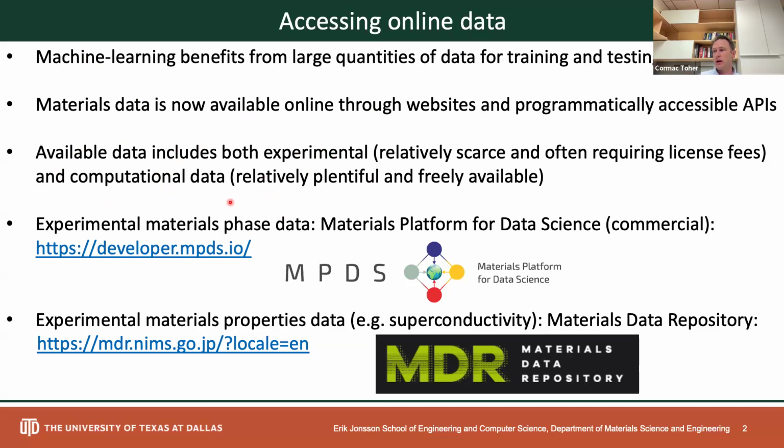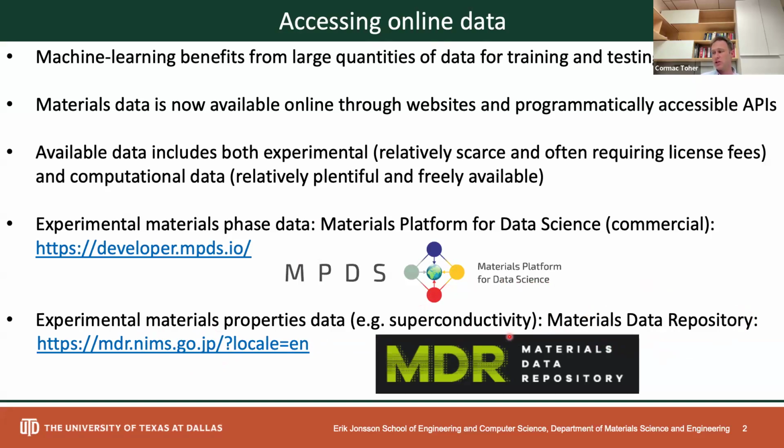So some of the experimental databases that do exist: there's the Materials Platform for Data Science. This is a commercial database, and it's kind of expensive. Then there's another one specifically for experimental materials property data. Things like the superconductivity database are available at this Materials Data Repository, a Japanese database. I think it's the National Institute for Materials Science. They have a lot of data on things like superconductivity and so on.